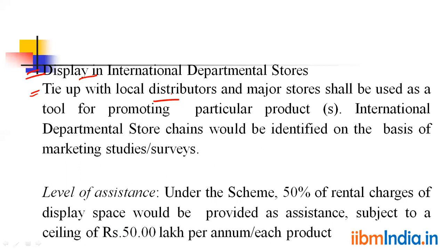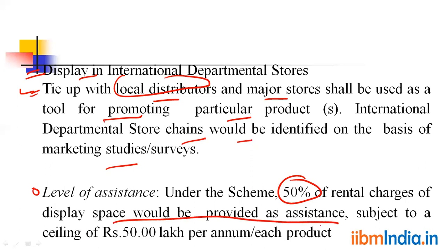International department store chains would be identified on the basis of marketing studies and surveys. So what we have to do, firstly, is tie up with the local distributors, and major stores shall be used as a tool for promoting a particular product. International departmental store chains would be identified on the basis of marketing studies and survey. The level of assistance here: under the scheme, 50% of the rental charges of display space would be provided as assistance, subject to a ceiling of 50 lakh rupees per annum for each product. Clear?